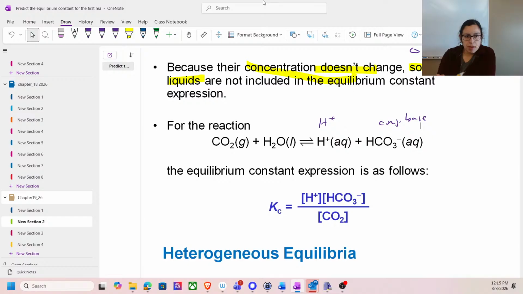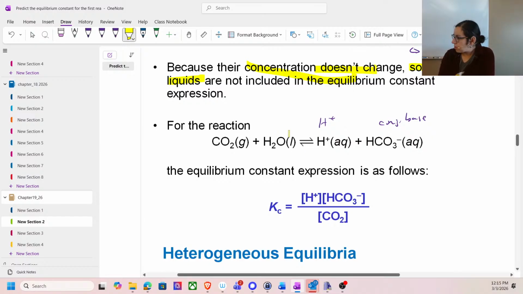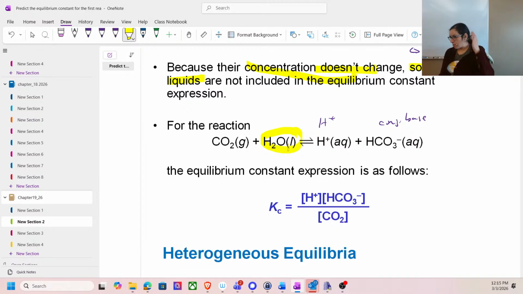So does that make sense? What you're looking at is that this was a liquid, our liquid reagent, so that's infinitely concentrated.